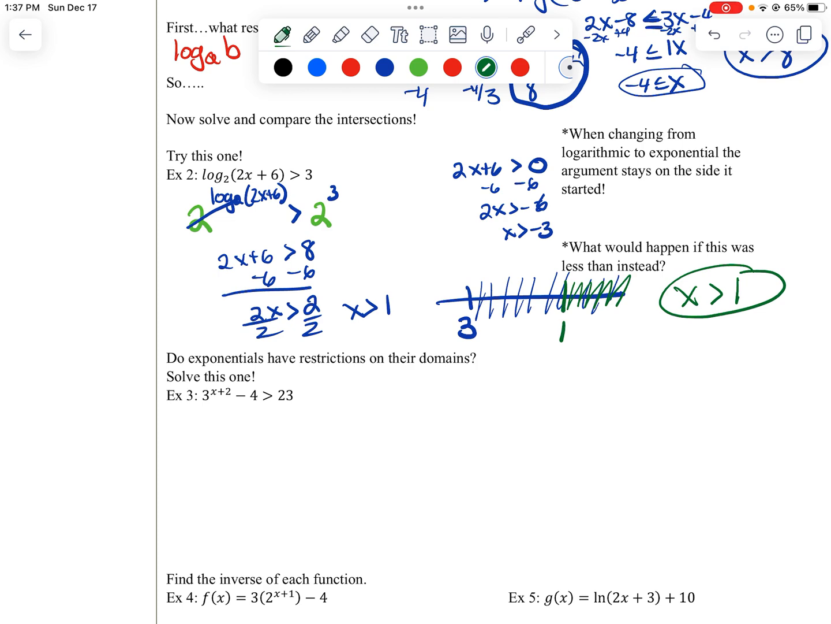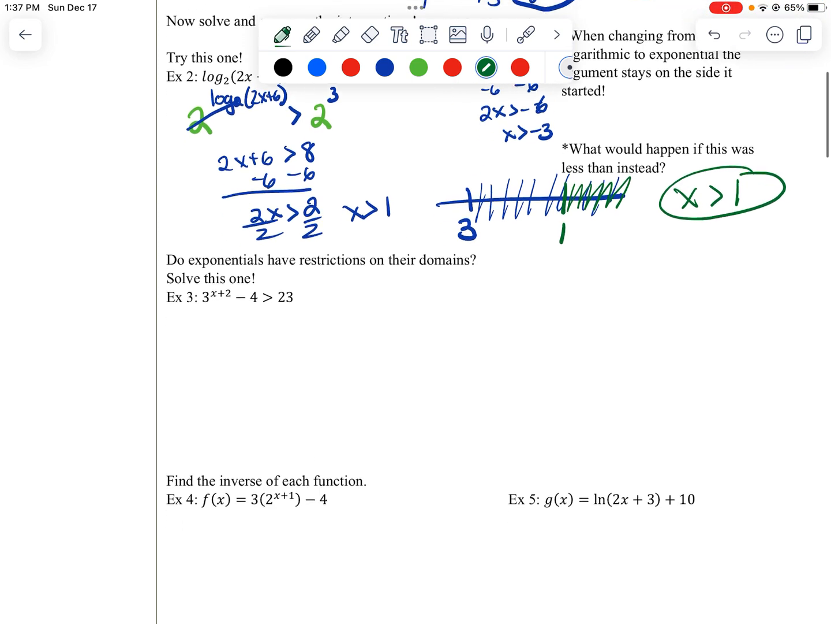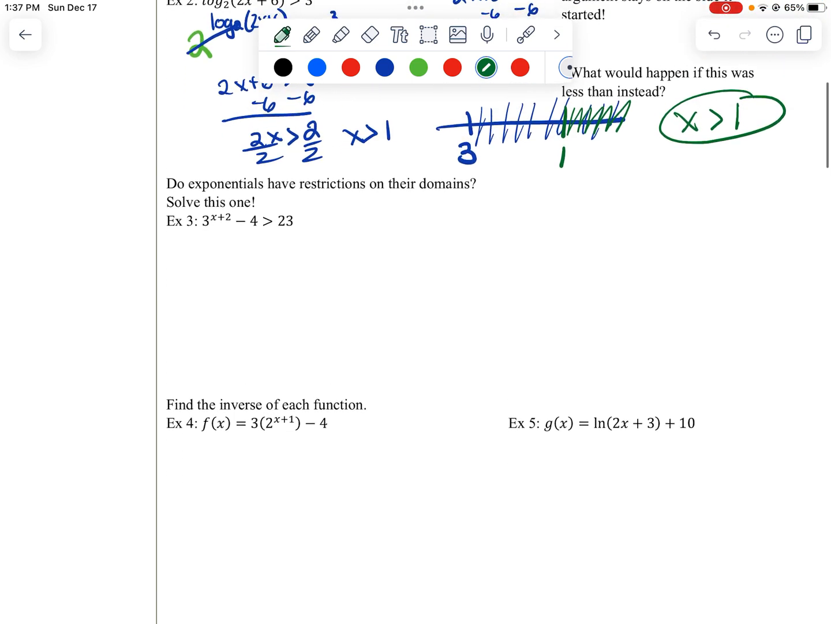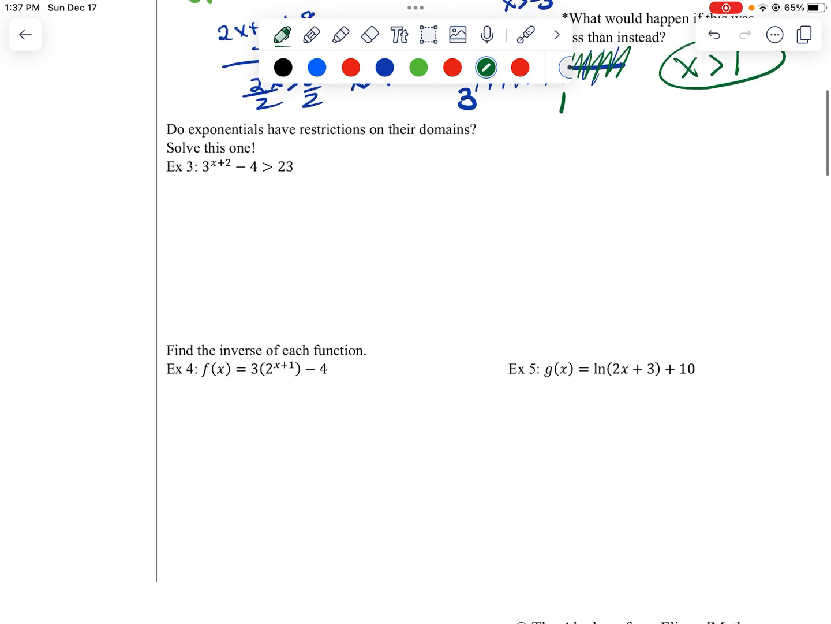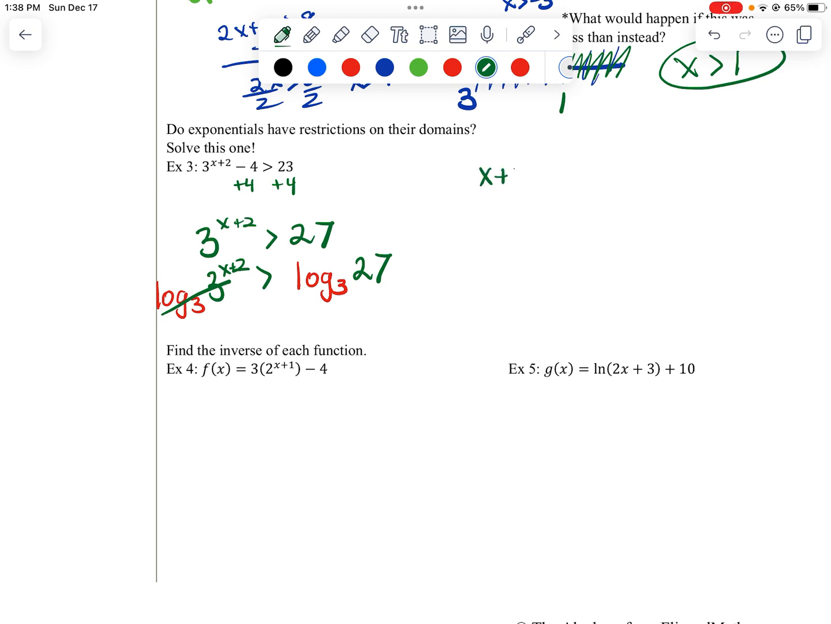All right, the next one here. If we take a look at this next one, exponentials don't have restrictions, so we can solve this one like we normally do. So add 4, so 3 to the x plus 2 is greater than 27. So what would we do? Log base 3 on each side. 3 to the x plus 2 is greater than 27. So this side we just have x plus 2.